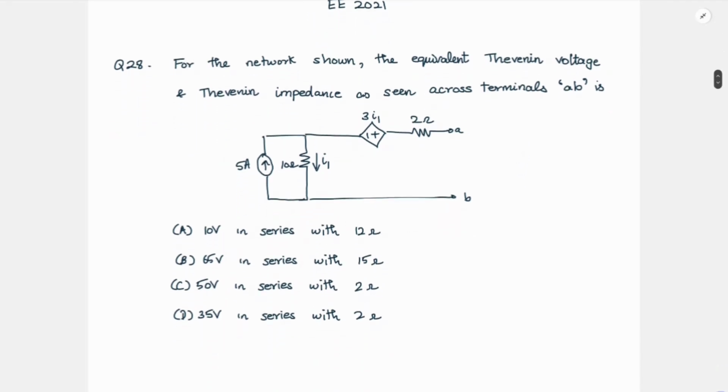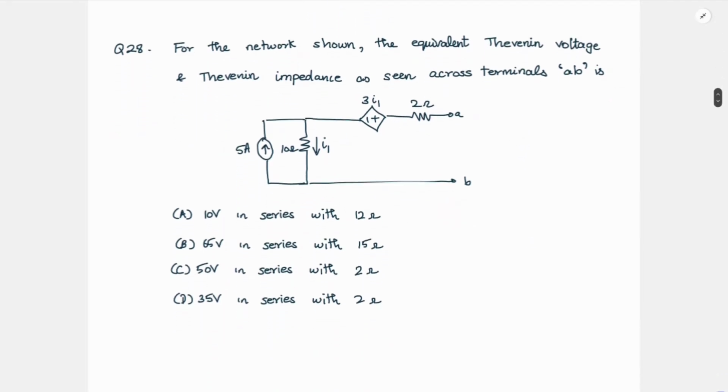So for the network shown, the equivalent Thevenin voltage and Thevenin impedance as seen across terminals AB is: 10 volt in series with 12 ohm, 65 volt with 15 ohm, 50 volt with 2 ohm, 35 volt with 2 ohm. And this is the circuit. From the options, you can see the voltage is different in all four options, whereas for the impedance, 2 ohm is common.